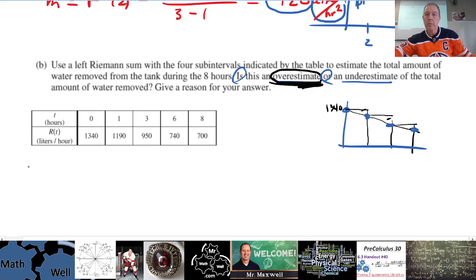So for this, can we use our calculator to add that? Yeah, I mean, if you don't have a calculator, you have to do it by hand, but now I don't really care. You can use your calculator. So you're going to want to write what you're doing. So the integral, it's an integral of this r function, right? From 0 to 8.